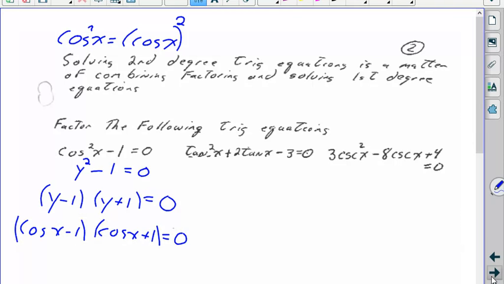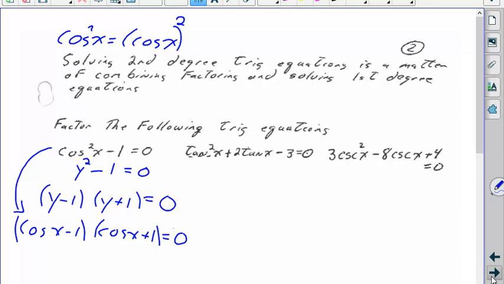I prefer, because it introduces fewer concerns, to factor cos squared x. I see it's a difference of squares. My variable is cos x. So I take the square root of both sides and write my conjugates. So I'm going to go from this step without those intermediate y's. Now, if you do it with y, that's a perfectly valid way of solving this.